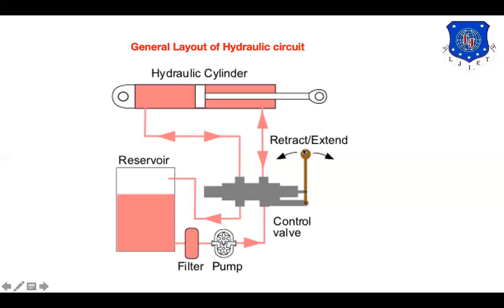But once we press this direction control valve, the direction of application will be different. From the pump, high pressurized fluid will enter the cap end and the piston will be moved forward. At the same time, from the rod end region, less pressurized fluid will return to the reservoir section. So this is how the complete circuit behaves.